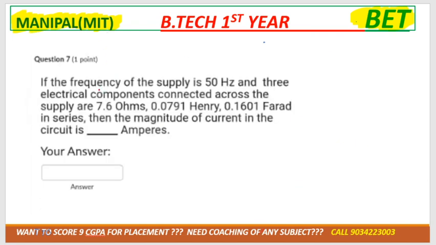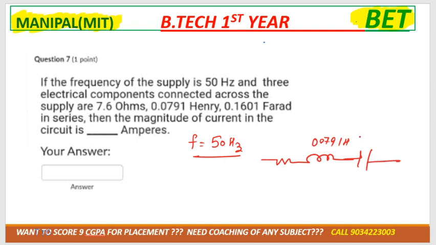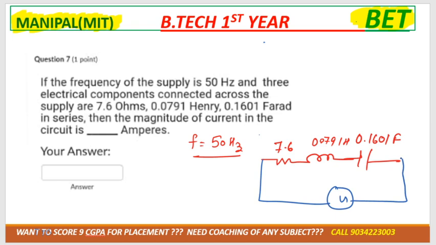Now see in this question they said if the frequency of supply is 50 hertz, frequency is how much? 50 hertz, and 3 electrical components across the supply. What are those 3 electrical components? 7.6 ohm is the resistor, 0.0791 Henry inductor and 0.1601 farad, and resistor value they have given 7.6 ohm, right? This time they don't give the x value and y value and you have to do it and change it, right?